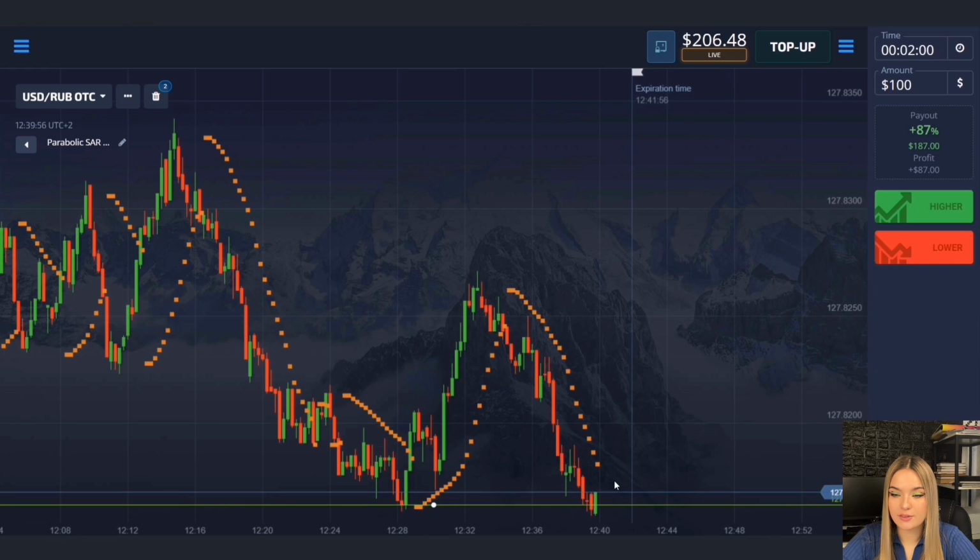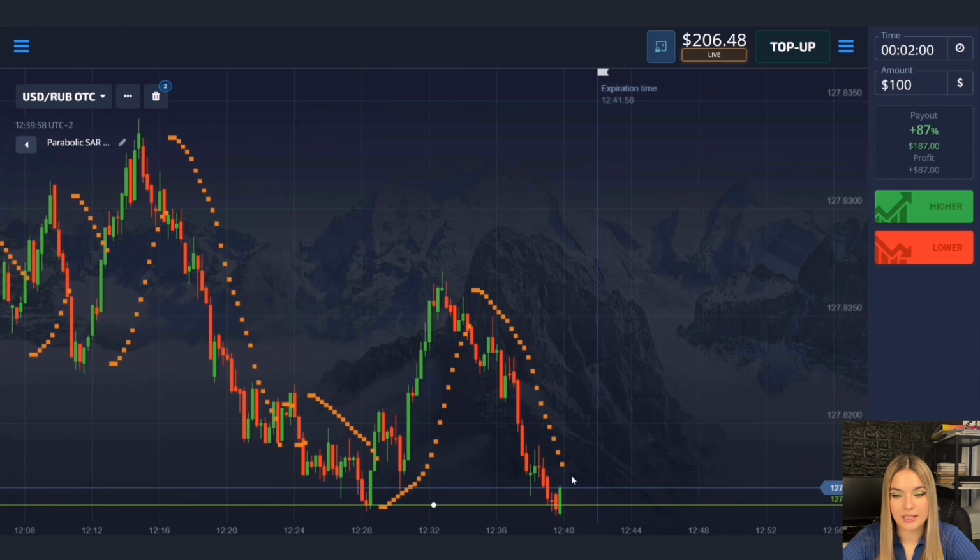Great friends, the price continues movement to this level. We are making profit here. 2 minutes was just enough. The price also touched this level. There was a logical pullback up. Everything is going great. Let's continue to consider the next entry point.